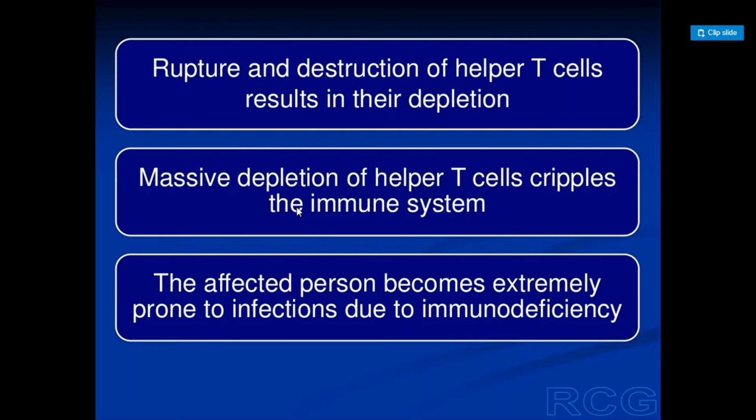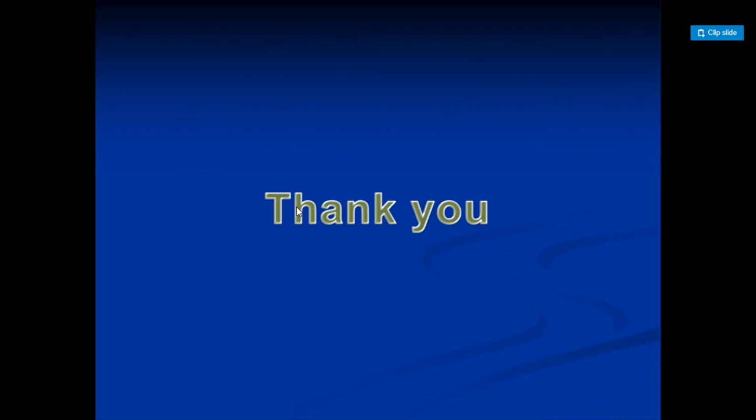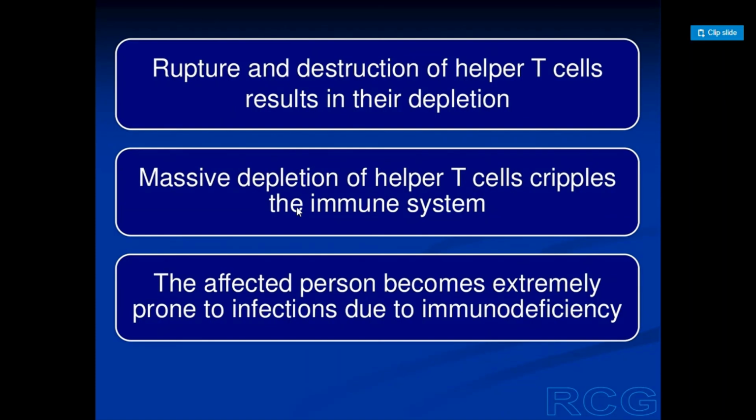Massive depletion of the helper T cells results in the crippling of the immune system. The infected person becomes extremely prone to infection due to the immunodeficiency. This is the pathway of how HIV infection takes place inside the body, how the process has been explained, infecting the helper T cells and weakening the immune system.